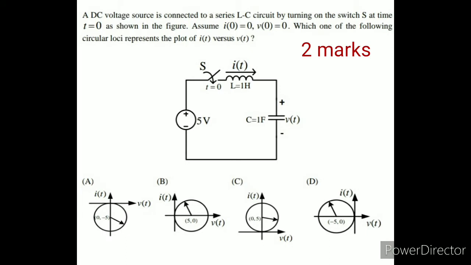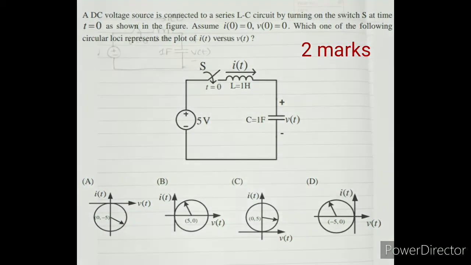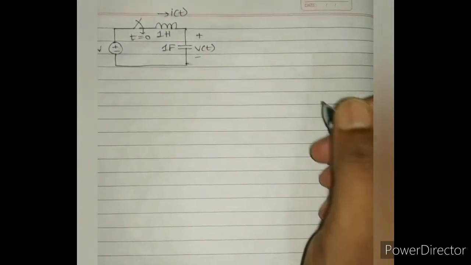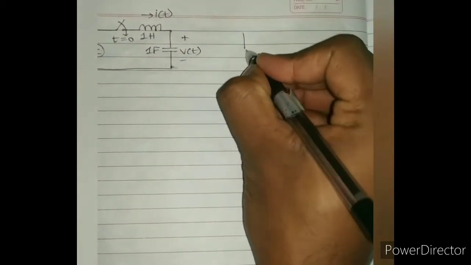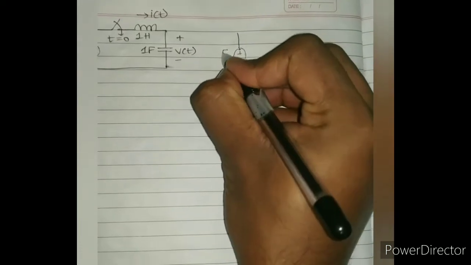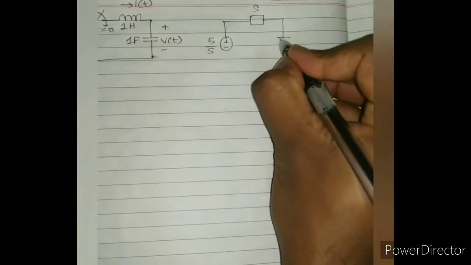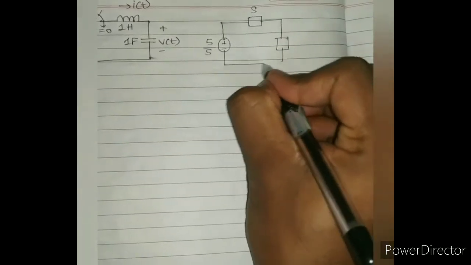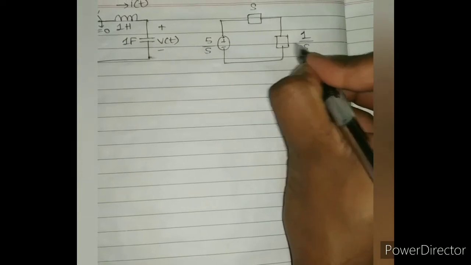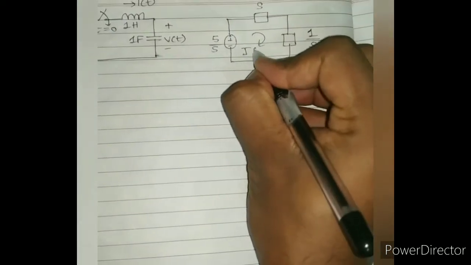This is the third 2 marks question. Let's first make the Laplace equivalent circuit of the given network. Phi can be written as phi by S. Inductor is replaced by S, capacitor by 1 by S, as it is 1 upon Cs and C is 1. Let the loop current be I of S.